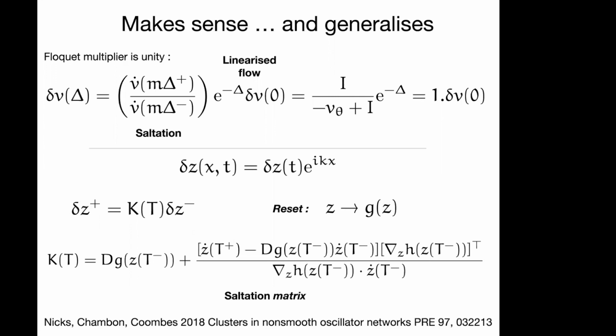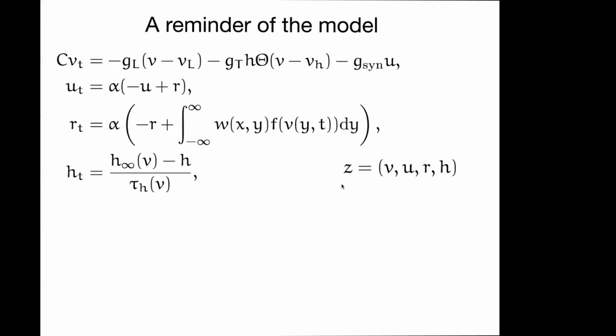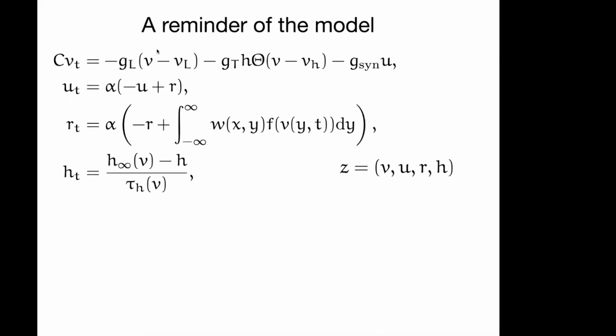Okay. And if you want to read more about this, rather than the very dense non-smooth dynamical systems literature, maybe have a look in context at our paper in PRE, where we apply it to networks of integrate-and-fire neurons. So a reminder of the model, there's some leak, there's some synaptic input. There's a rebound current with a switch.